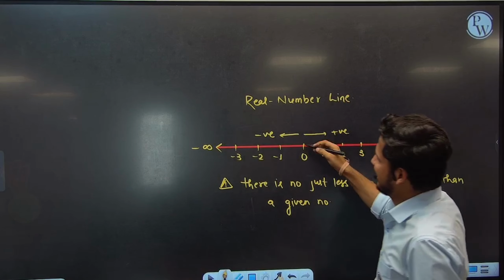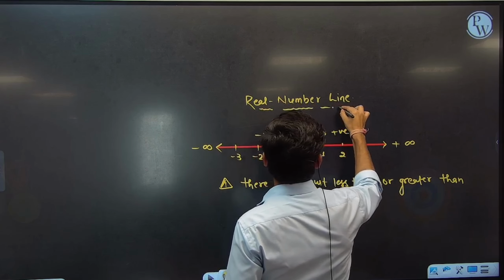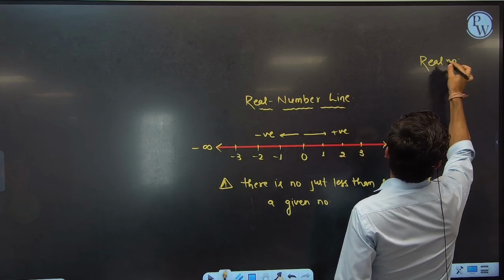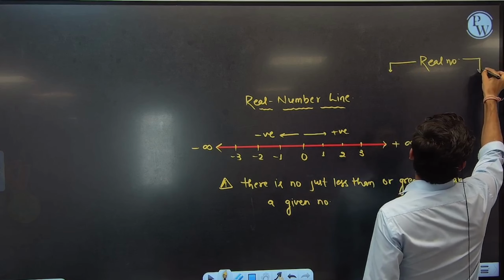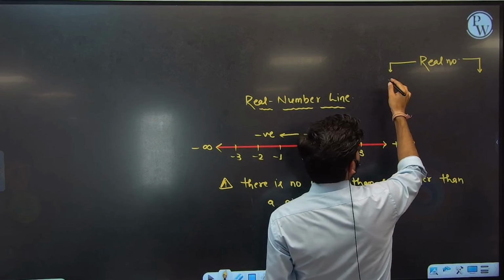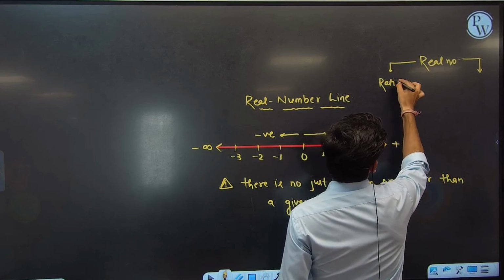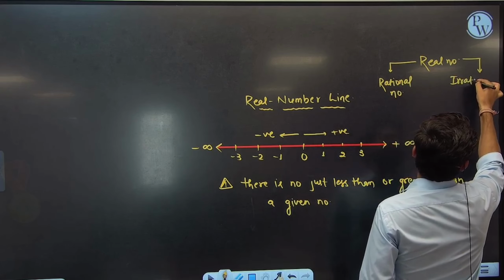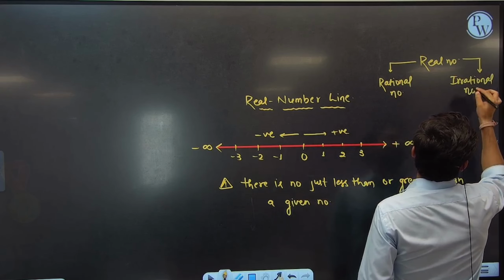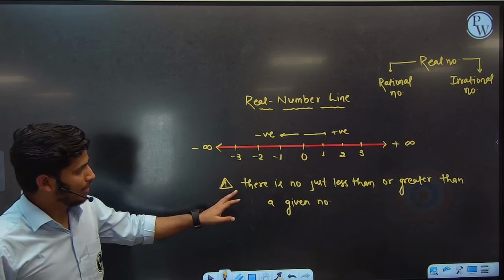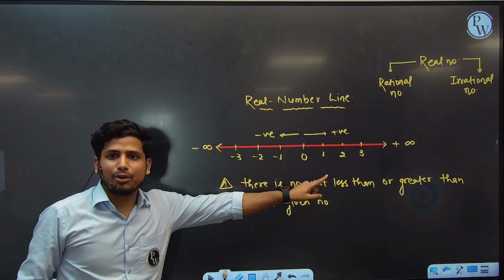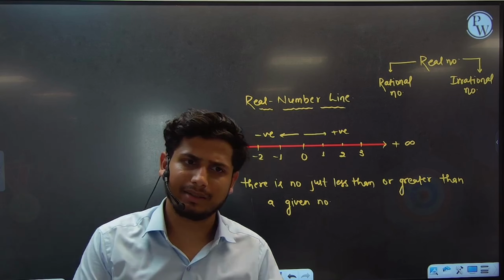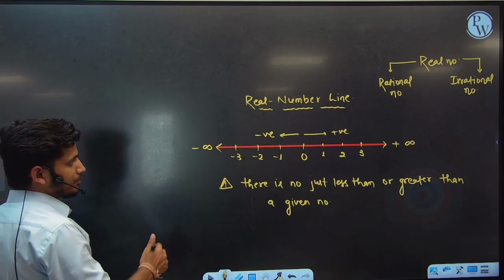So this is the real number line. Tell me the classification of real numbers. Real numbers are divided into two parts: rational and irrational numbers. So there is no number just less than or greater than a given number.